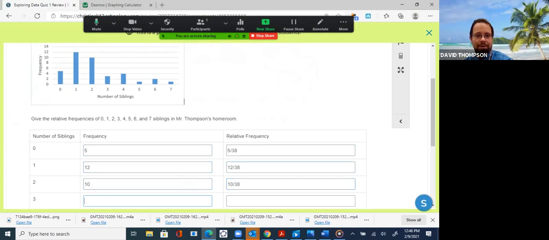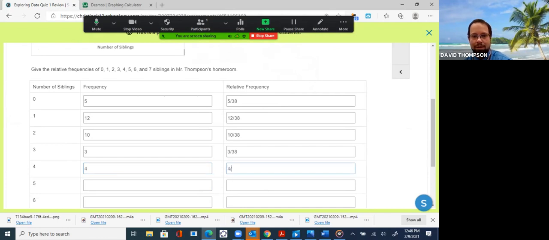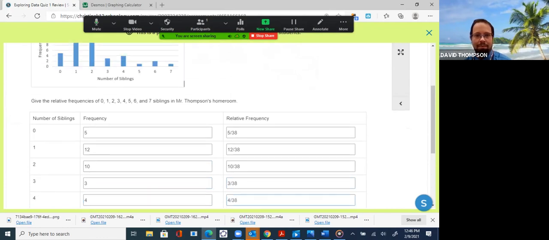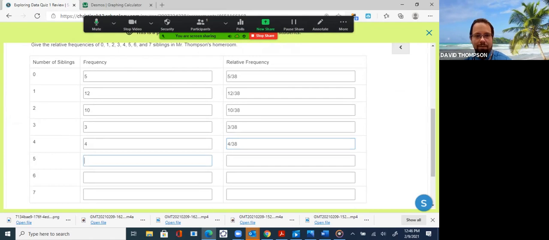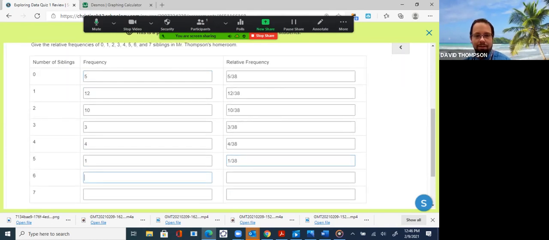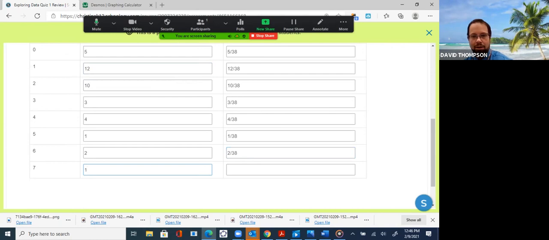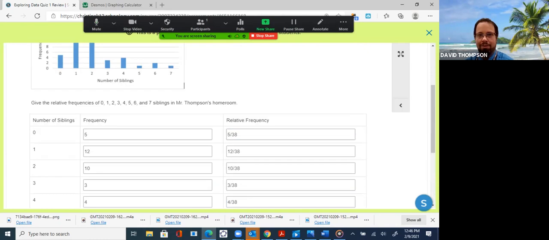To do 3, it goes to the 3, so you write 3, and then 3/38. For 4, it goes up to 4, so you type in 4, and then it's 4/38. 5 goes up to 1, so it'd be 1 and 1/38. For 6, it goes up to 2, so it's 2 and 2/38. And then 7 goes up to 1, so it'd be 1 and 1/38. And we're done. Question number 7.